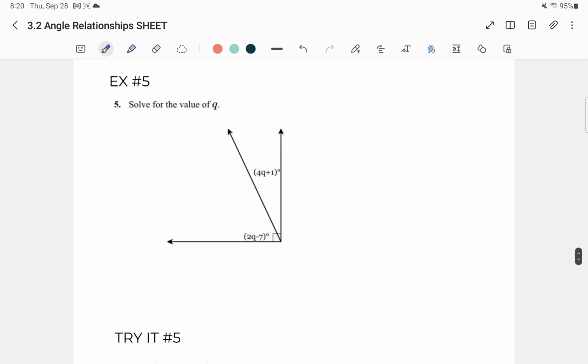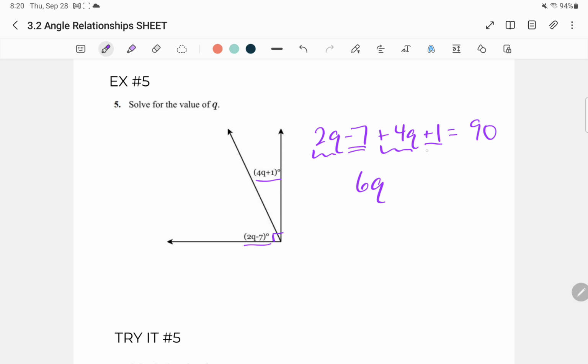So again, we have complementary angles this time, because of the symbol, we know that it's a right angle. So we know that they are complementary. So we're going to take our two expressions: 2q minus 7 plus 4q plus 1. I took this expression plus this expression, and that is going to be equal to 90. And now for this one, I do have to combine like terms. So 2q plus 4q is 6q. And then negative 7 plus 1 is negative 6. So 6q minus 6 equals 90.